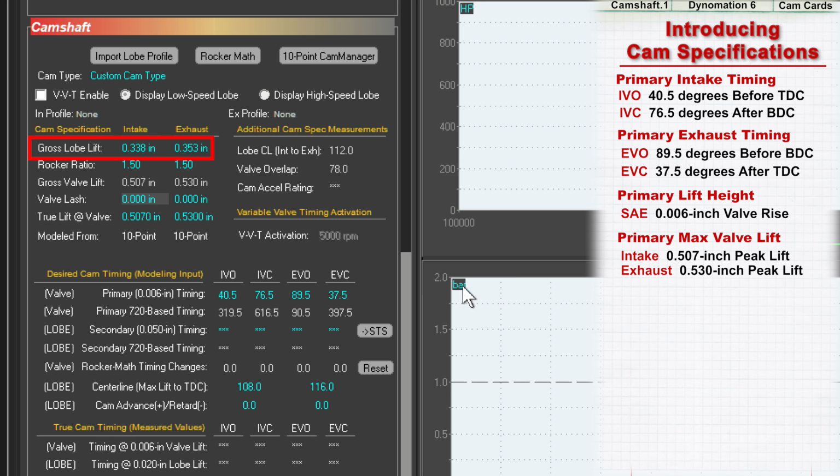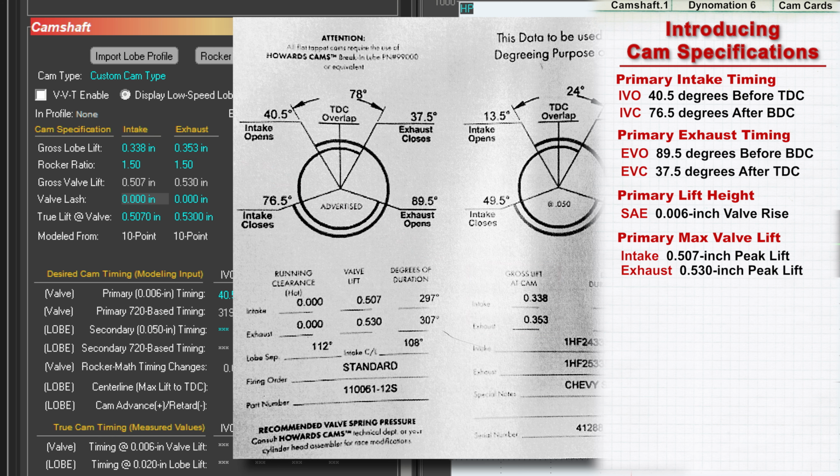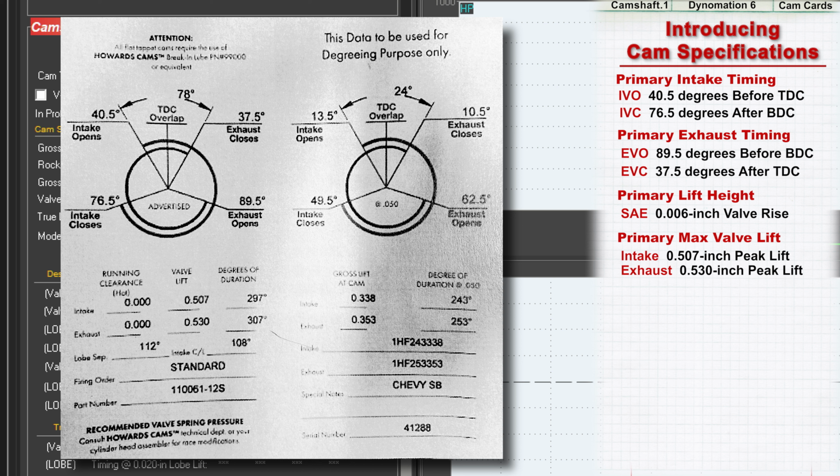The simulation calculates and displays the lobe lifts from the entered values. To catch any errors, make sure they match the gross lift at cam values shown on the cam card. Virtually all cams are also supplied with a set of secondary timing points indicated on the cam card. Here they are labeled at 50 thousandths. I generally like the layout of this cam card because it clearly separates primary valve lift and timing from secondary lobe lift and timing.